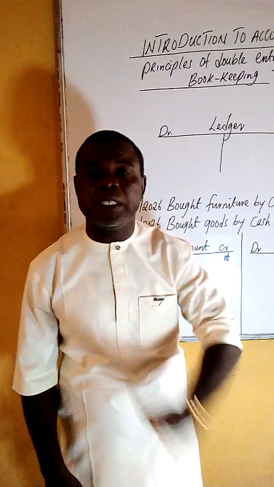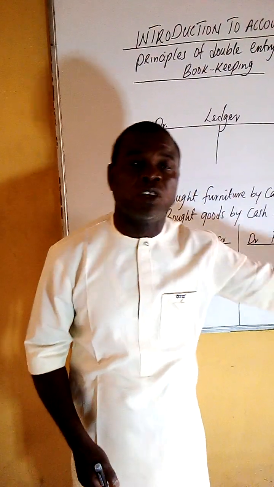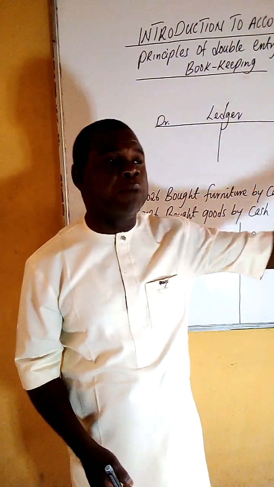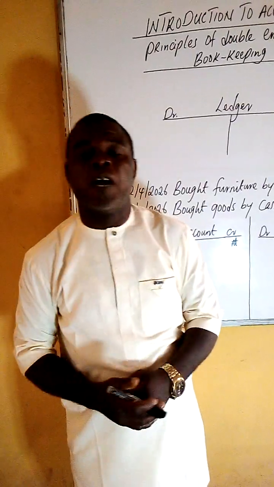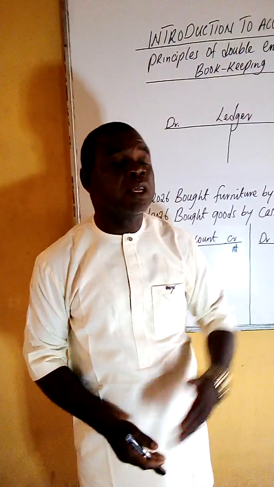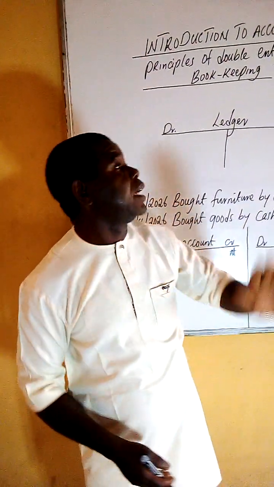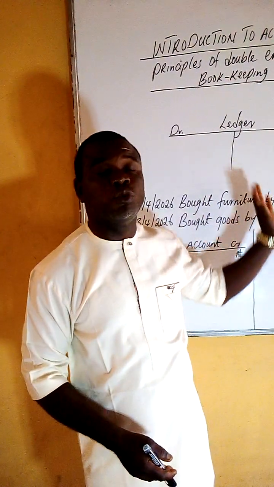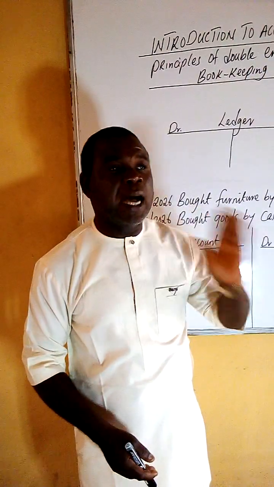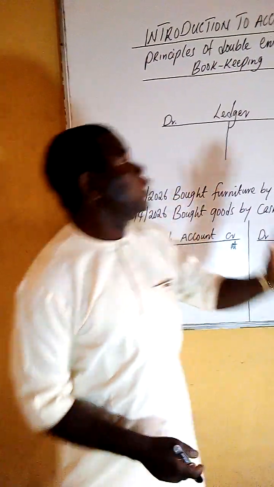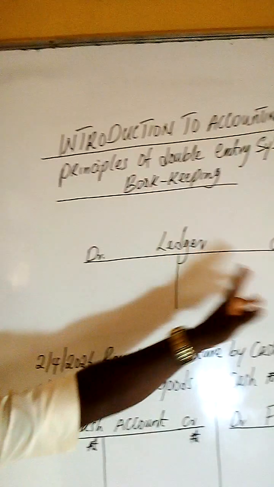And the ledger is the principal book of account. You know, there are two books of account. We have the subsidiary books of account, which are also referred to as the prime books of account, and then you also have the principal books of account, which we refer to as the ledger. So today, I want us to understand how we are going to post into the ledger account, the principal book of account. And the ledger has two sides, which are the debit side and the credit side.